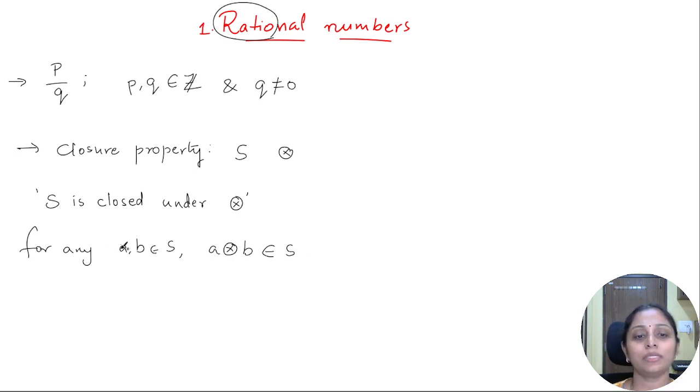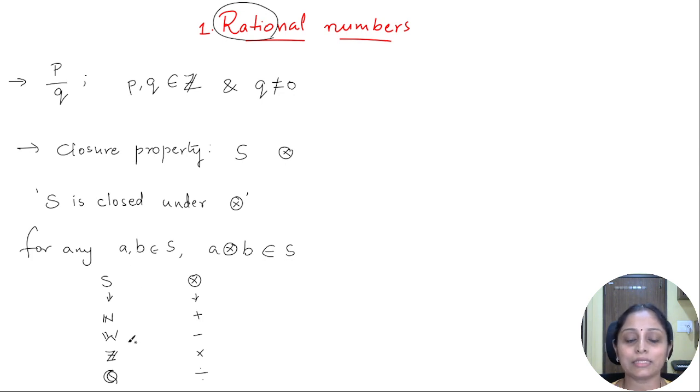Okay. Now what is this S? You are already familiar with the set of natural numbers, set of whole numbers, set of integers and set of rational numbers, which is denoted by capital Q, right? And what is this mathematical operation? You know that we have 4 mathematical operations: addition, subtraction, multiplication and division.